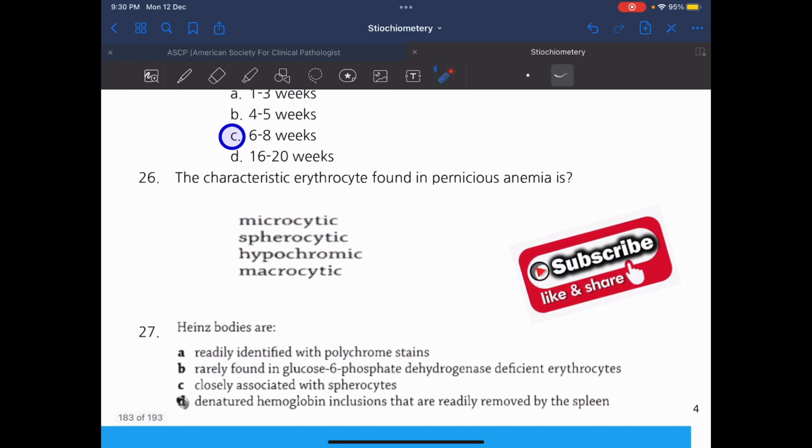Question 26. The characteristic erythrocyte found in pernicious anemia is microcytic, spherocytic, hypochromic, or macrocytic. The characteristic erythrocyte found in pernicious anemia is macrocytic.